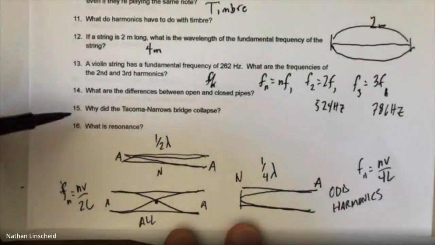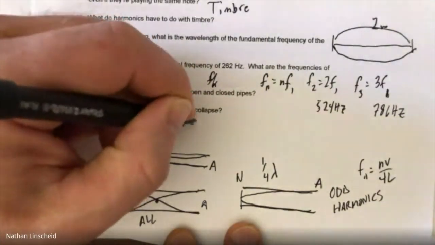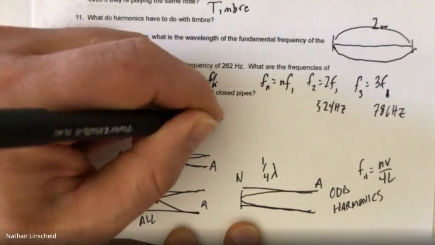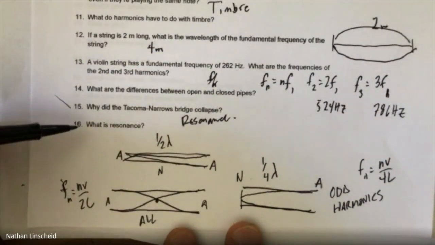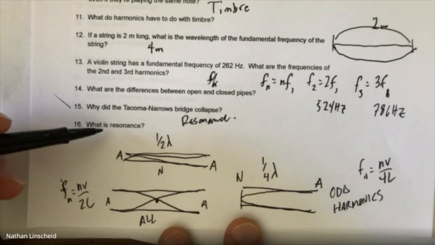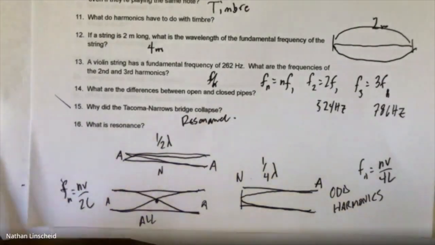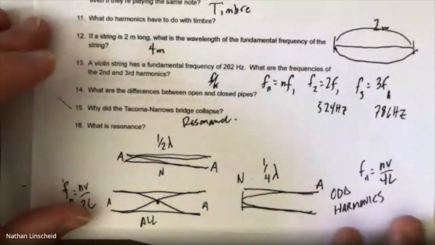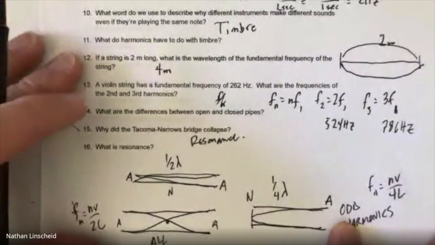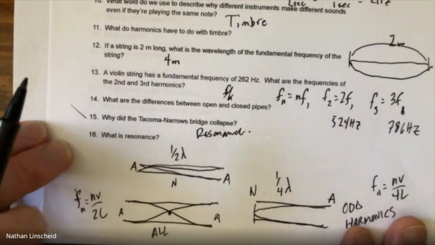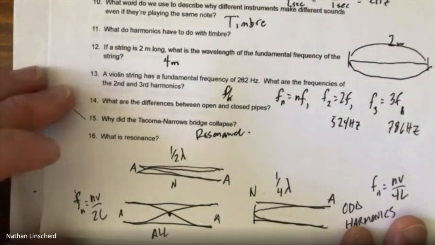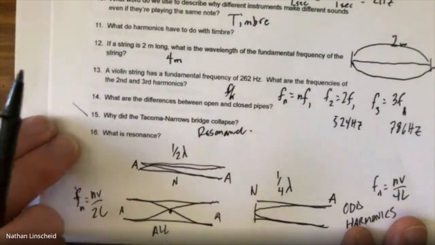Number 15, why did the Tacoma Narrows Bridge collapse? That collapsed because of resonance. That's really all you have to remember. And so then the question is, what is resonance? Resonance is when you increase the amplitude by creating two waves that are the same. They keep constructively interfering with one another. You can force one object to vibrate by vibrating another one that has the same natural frequency.